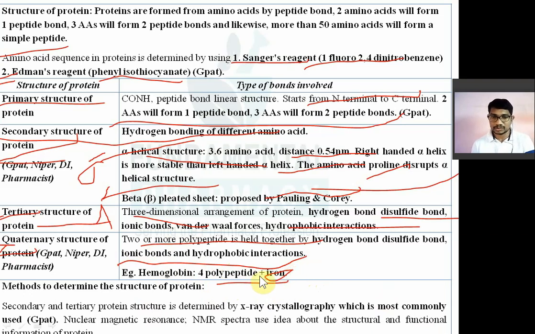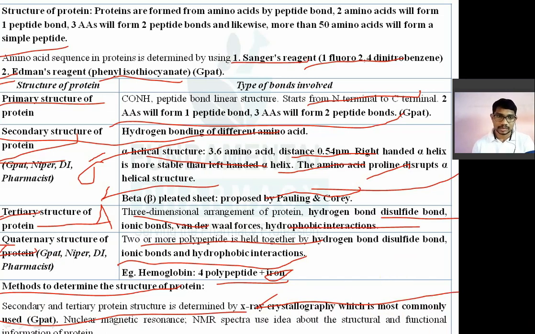So we have seen the structure of hemoglobin when we were discussing the blood very recently. What are the different methods to determine the structure of protein? So primary structure kaise determine karenge uske baad mein dekhenge next slide mein, uska thoda detail mein diya hai. Now just remember, secondary structure and tertiary structure of protein is determined by X-ray crystallography, which is the most commonly used method. This was a question in, I think, GPAT 21 recently, jo GPAT hua tha 21 ka, usme ye question tha.